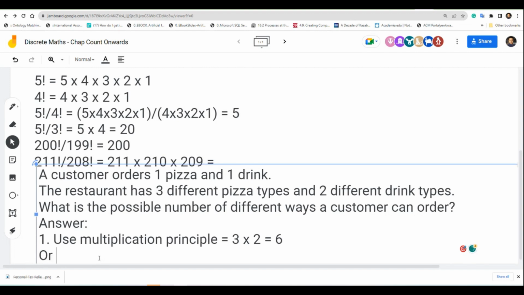Or use combinations. So what's the combination formula? The combination formula is nCr, right? Here, can we use nCr? Let me see. Not really, because these are 2 different types of things. We cannot use combination, but we use the multiplication principle.